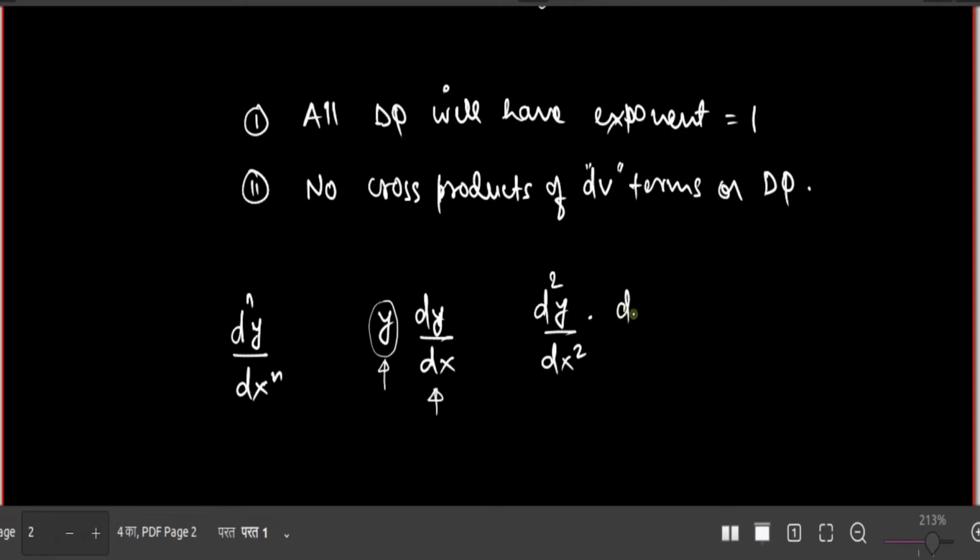d2y by dx squared times dy by dx. This is also not allowed. Or in general, any such thing is not allowed. Even y times sin y is not allowed. Okay, you cannot have a product of the dependent variable with any function of the dependent variable, be it the differential quotient.